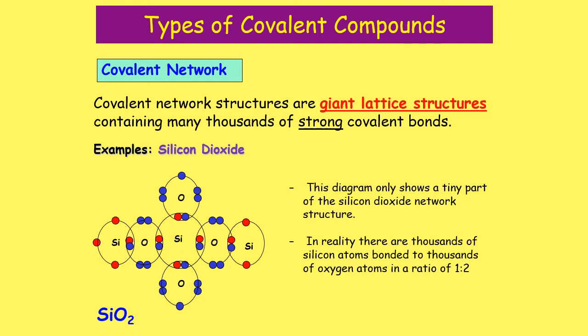And if you ask your chemistry teacher in school, they probably have a model so that you can see it in much more detail than this diagram, because this diagram only shows a very small part of the network. When we're talking about a network or a giant covalent lattice, we're talking thousands, if not millions or billions of covalent bonds, all holding the compound together. And if we've got so many covalent bonds, it becomes very, very difficult to break the compound apart.